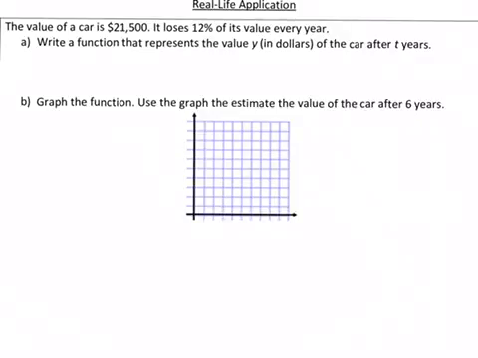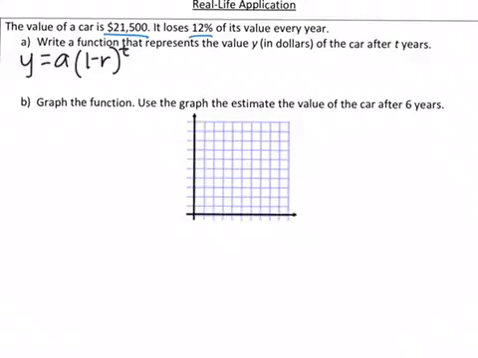Now we're going to deal with the value of a car, which is a very common thing to talk about when talking about exponential decays. This car's value is $21,500, and it loses 12% of its value each year. So write a function that represents that. Don't forget that we have our exponential decay function, where it's a times 1 minus our rate, and then t is our power. So we just have to plug in what we know.